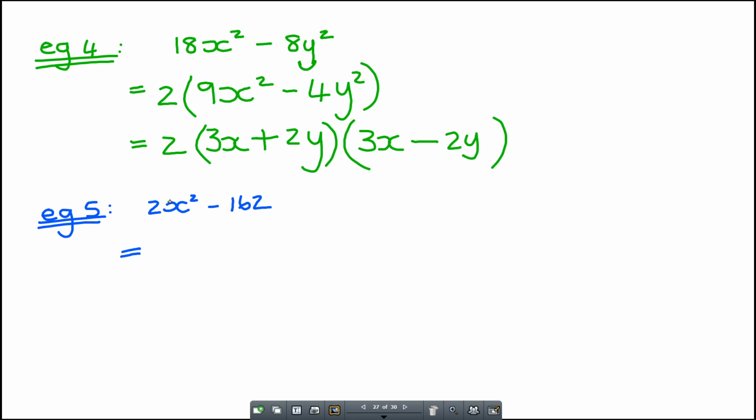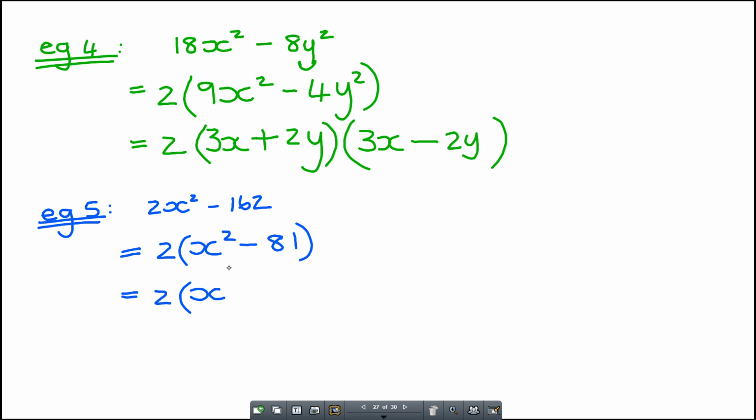No man, we at example 5. Okay, so what did she do? She took out a common factor, because we couldn't get square root of 2 or square root of 162. Okay, then Danica? Okay, so the 2 stays, then that bracket, I've got 2 terms.